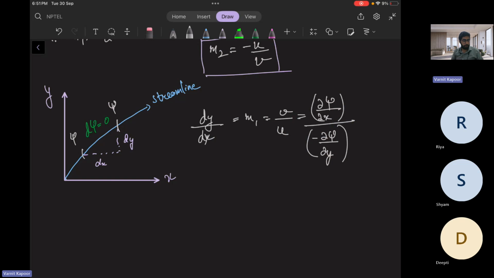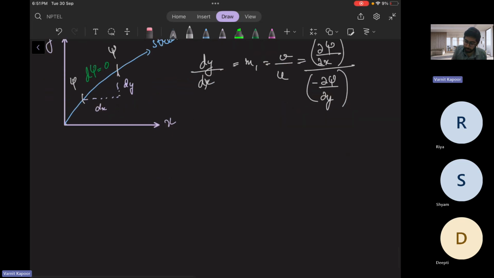Also, remember that for irrotational flow, psi and phi both are defined, whereas for rotational flow, psi is defined, phi is not defined. What is a flow net? So let me write: for irrotational flow, psi and phi are defined.